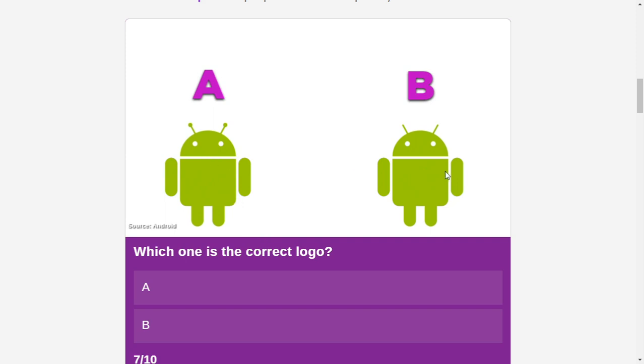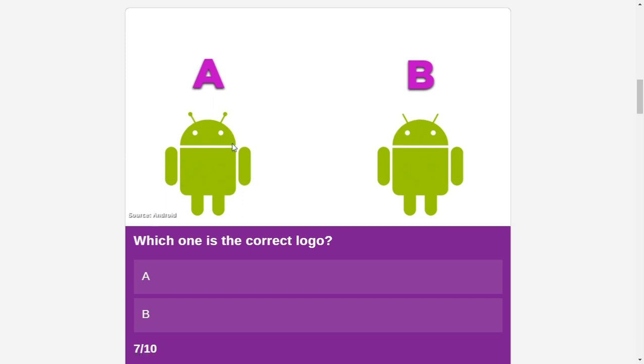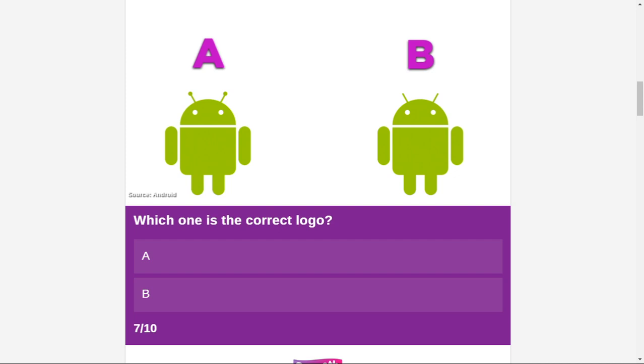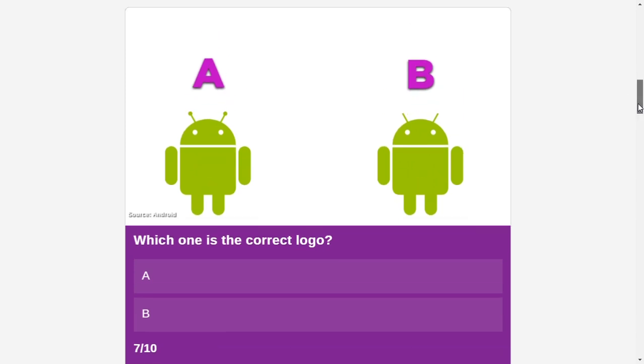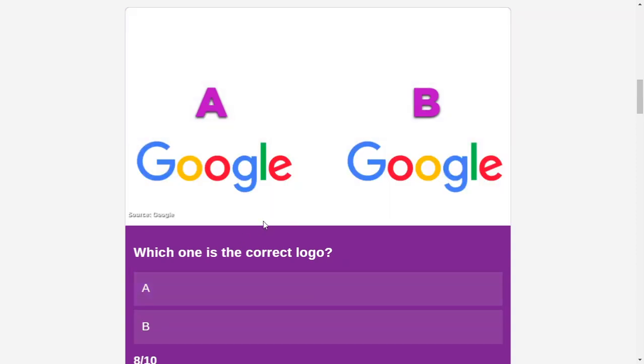Android? It's same. What is different? What is different? Here. Which one is right? I think it's B. B. Right? B. Yes! I am a legend. Google. Same.